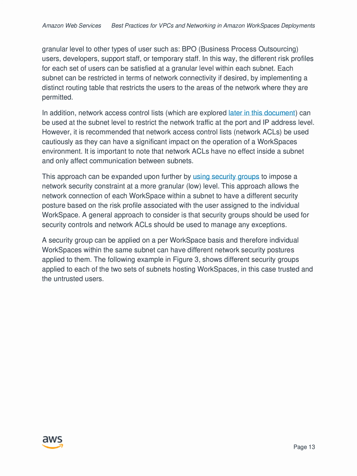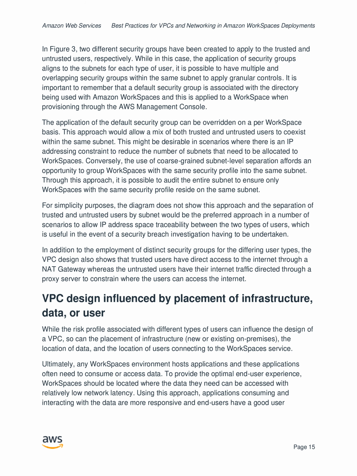The following example in Figure 3 shows different security groups applied to each of the two sets of subnets hosting WorkSpaces, in this case trusted and untrusted users. In Figure 3, two different security groups have been created to apply to the trusted and untrusted users, respectively. While in this case, the application of security groups aligns to the subnets for each type of user, it is possible to have multiple and overlapping security groups within the same subnet to apply granular controls.